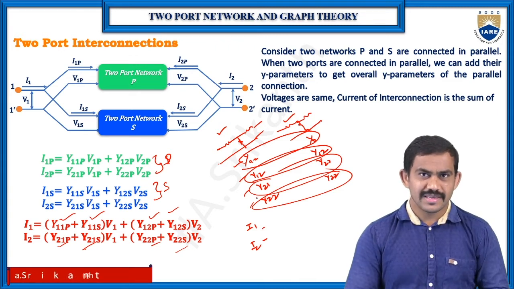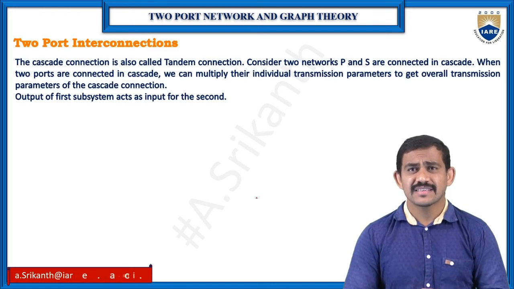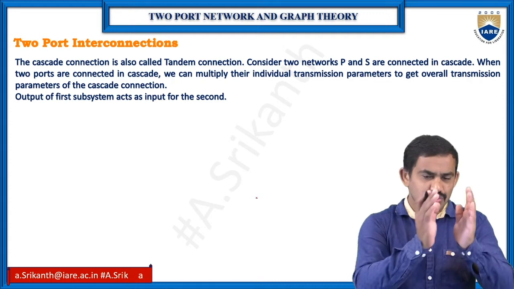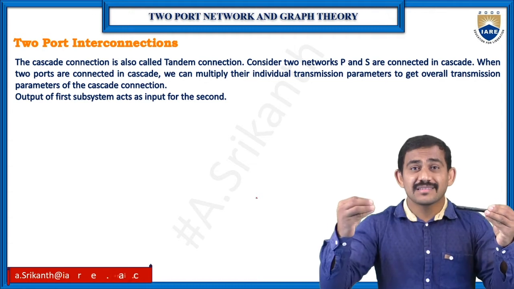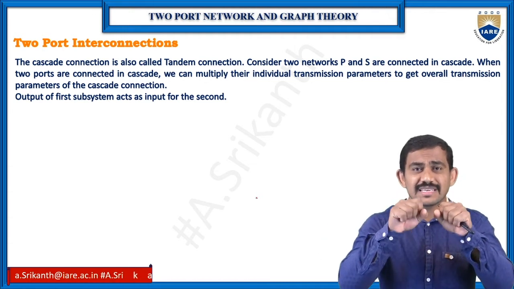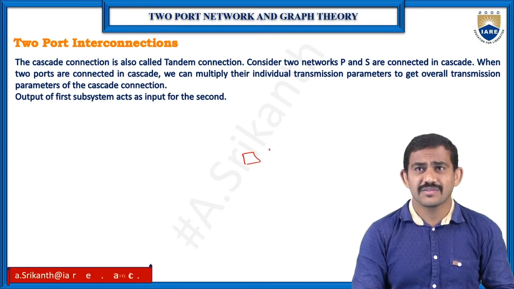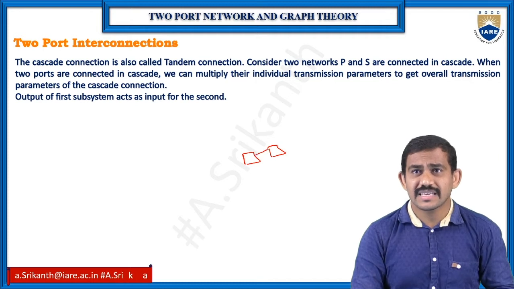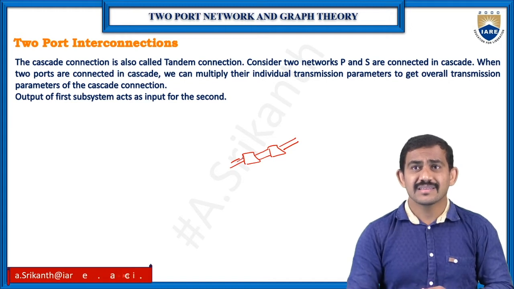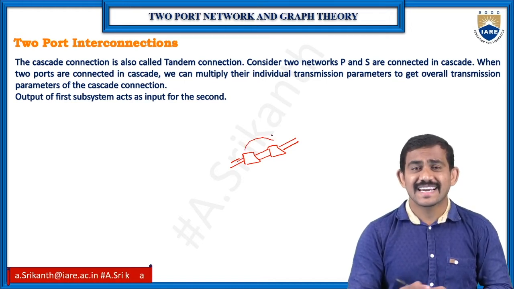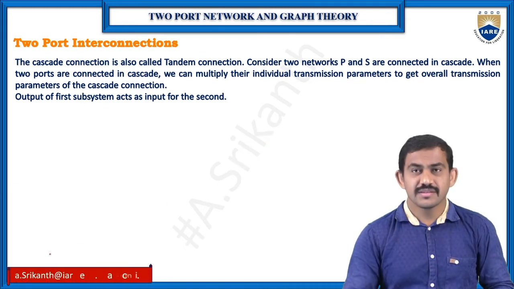Then we have one more method, that is two-port networks connected in cascade. So what is the cascade? A cascade network is nothing but two networks, S and P, both connected in one line. So this is a P network, this is an S network connected in only one line. Same line. So here I have one network and here we have one more network. So both are connected in one line, then the connection is nothing but cascade connection.